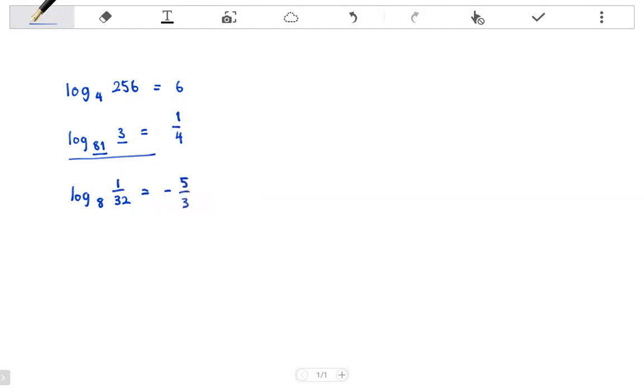Negative 5 over 3. Okay, let's keep going. I think we're okay for this section. Let's move on to properties of logarithms. Properties of logarithms. This one is pretty okay, in my opinion.